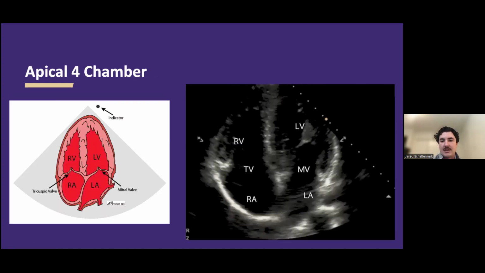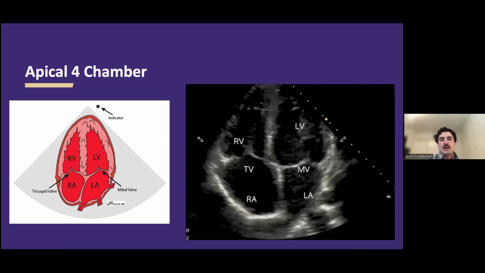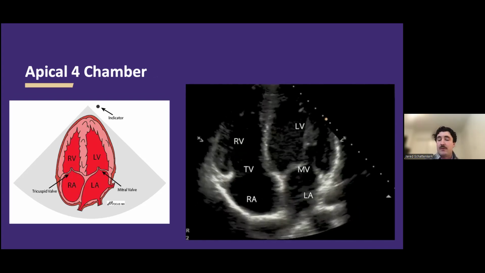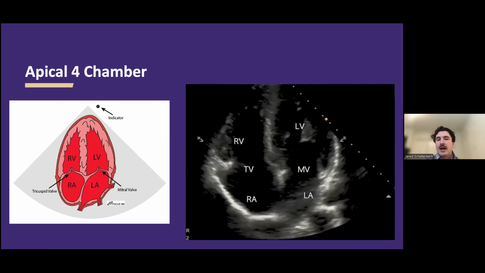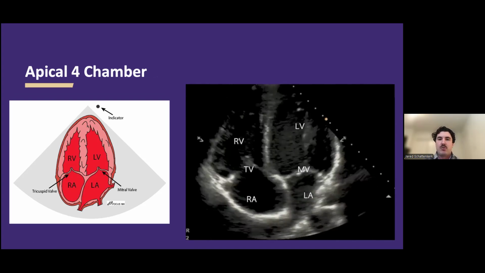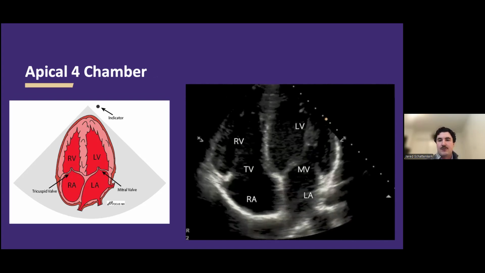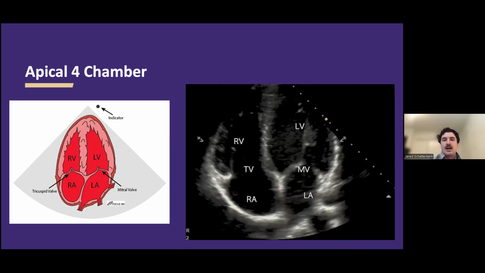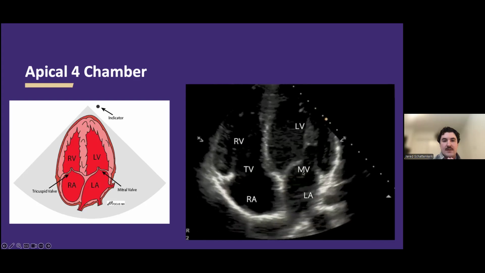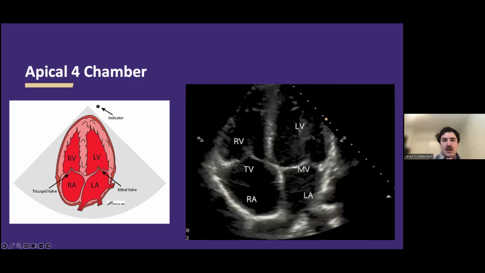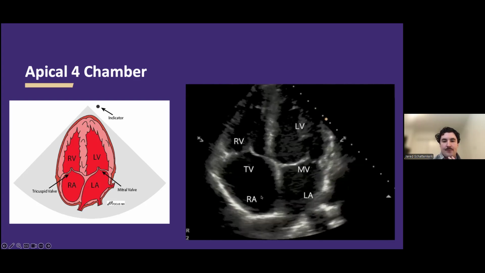And then the last of those basic views that I'll talk about is the apical four chamber. This is, I think, probably the prettiest view of the heart, but for me it has often been the most difficult one to obtain. Often, how I've been taught to do it is to feel for the point of maximal impulse. You'll have the probe marker still towards the patient's left shoulder, and then try to find the apex and open it up so you get a nice view of both ventricles, the mitral and tricuspid valves, and the left atrium and right atrium.